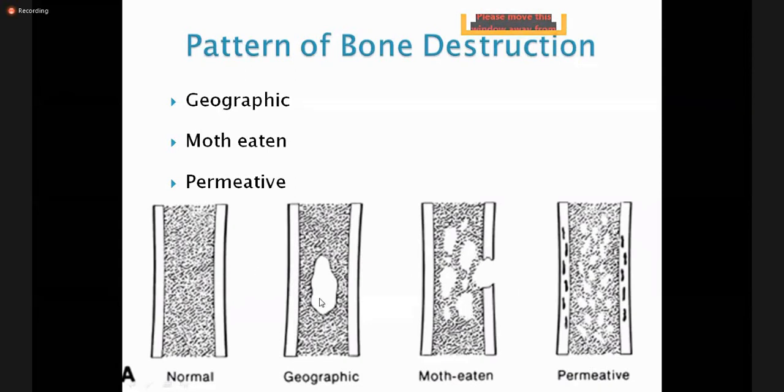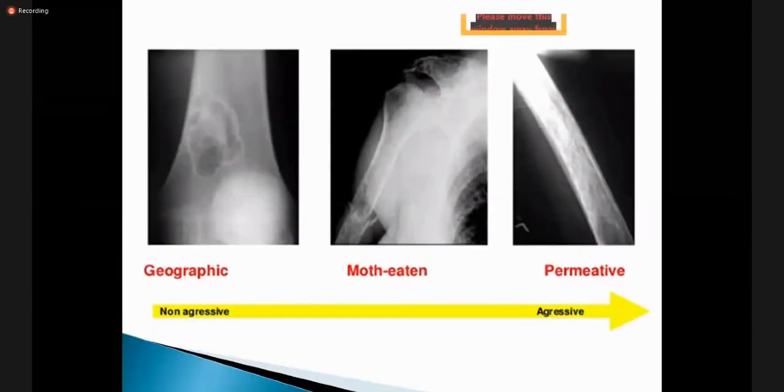Certain tumors cause geographic destruction, certain moth-eaten, certain permeative type of destruction, or certain can be any type of destruction. This is the diagram and X-rays of these types of destruction.